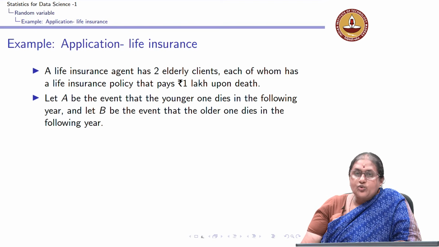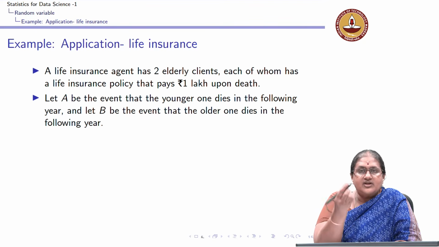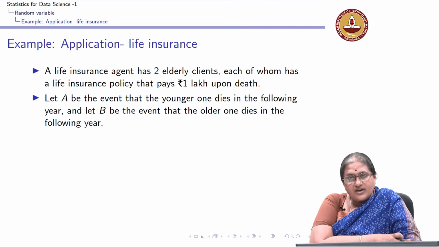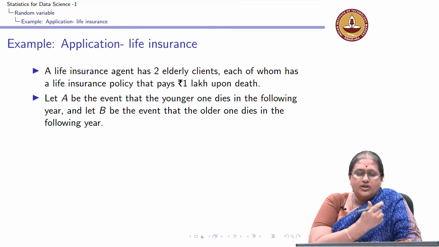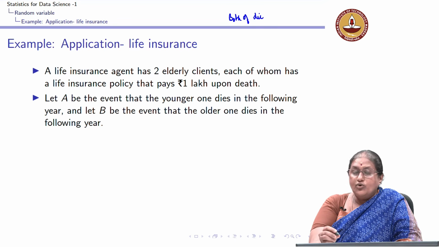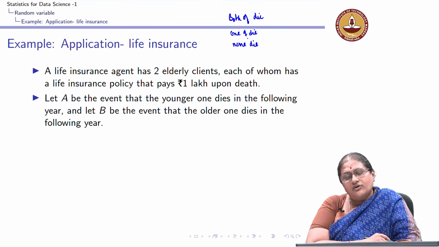So I am defining two events. Now what is the random experiment here? The random experiment is, I want to know in the following year what are the possible things that could happen. The possible things that could happen are: both of them die in the following year, or one of them dies, or none of them die.